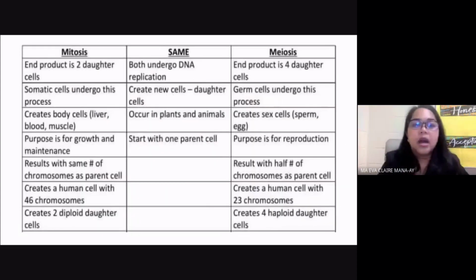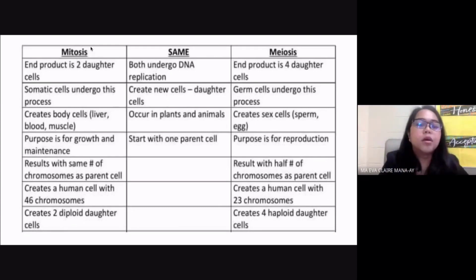Now, if you try to compare meiosis and mitosis, you might see this in your benchmark on Thursday. There are similarities. We start with the similarities first. They both undergo DNA replication. That means they both undergo the S phase of your interphase. They both create new cells, which we call daughter cells. They both occur in plants and animals. They always start with one parent cell. So these are the things that are similar with both mitosis and meiosis.